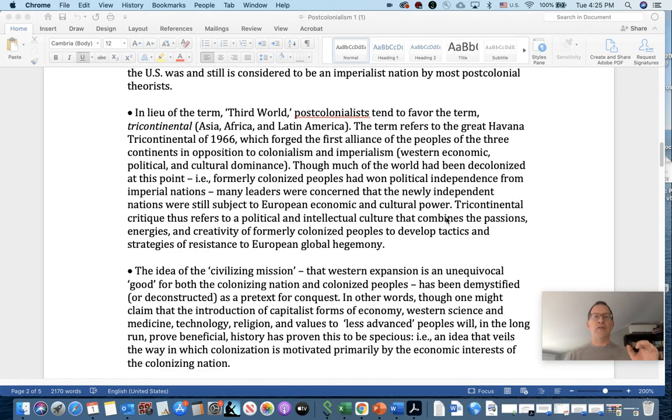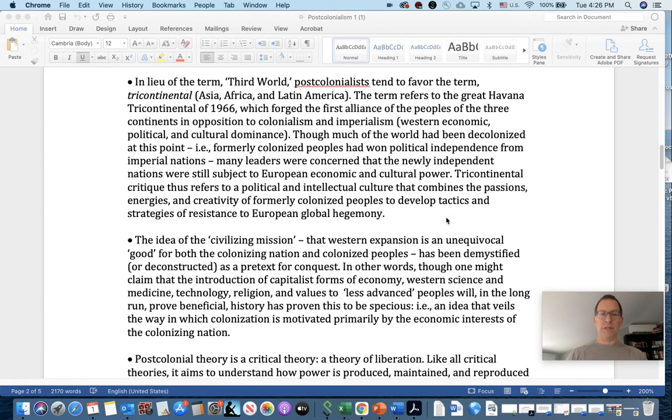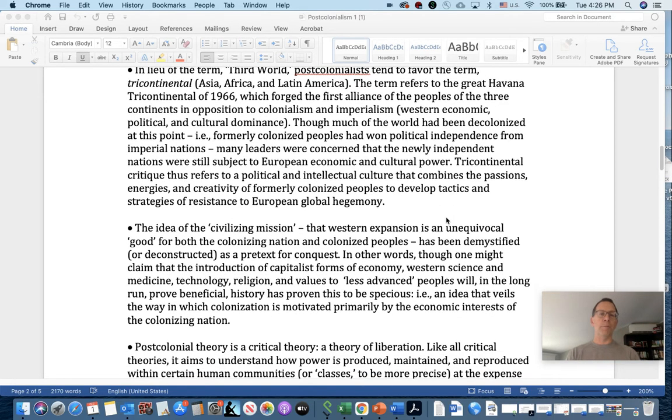And the term tricontinental refers to the Great Havana Tricontinental of 1966. This is after World War II, in which representatives from these parts of the world, various nations, forged the first alliance of the peoples of the three continents in opposition to colonialism and imperialism, or Western economic, political, and cultural dominance in their respective parts of the world.